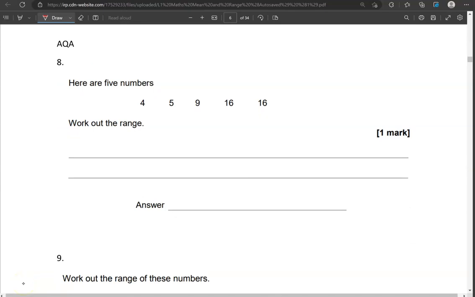Here are 5 numbers. Work out the range. So we have numbers 4, 5, 9, 16 and 16. To work out the range, we'll take away the smallest from the highest. So highest is 16, lowest is 4. 16 take away 4 gives us 12.